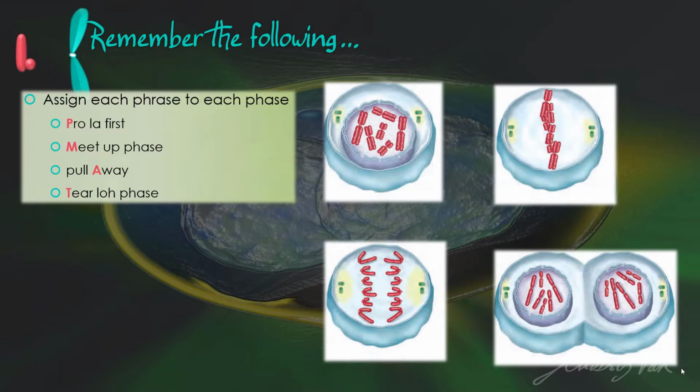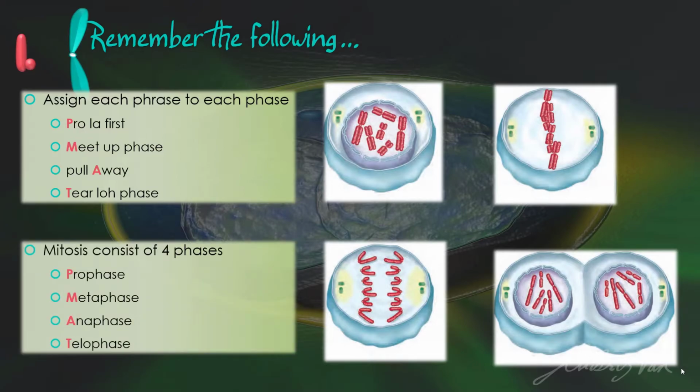So I would like to use these 4 phrases to remind me of the stages of mitosis. The 4 stages of mitosis are called: the first stage, the prophase. The second stage is called the metaphase. The third is anaphase, and the last is the telophase. So remembering the phases will help you to remember what is going on in the cell for each of the stages. So let us watch a video on the stages of mitosis.